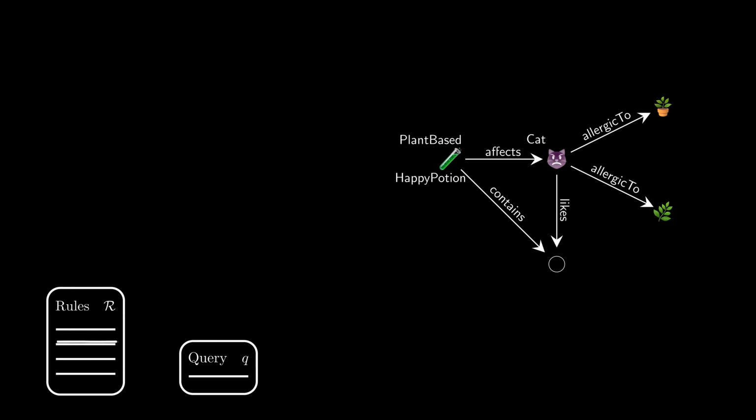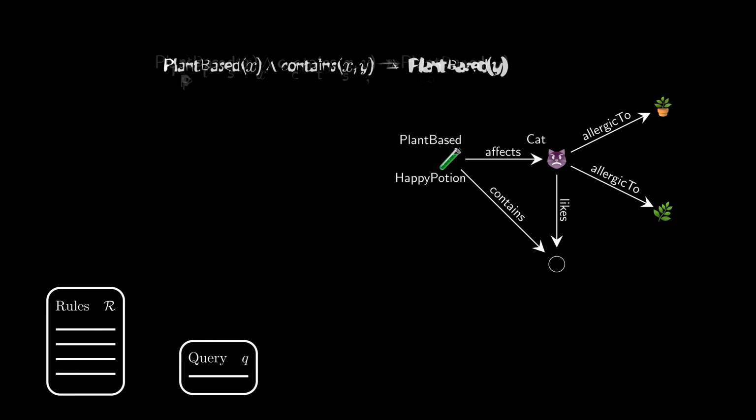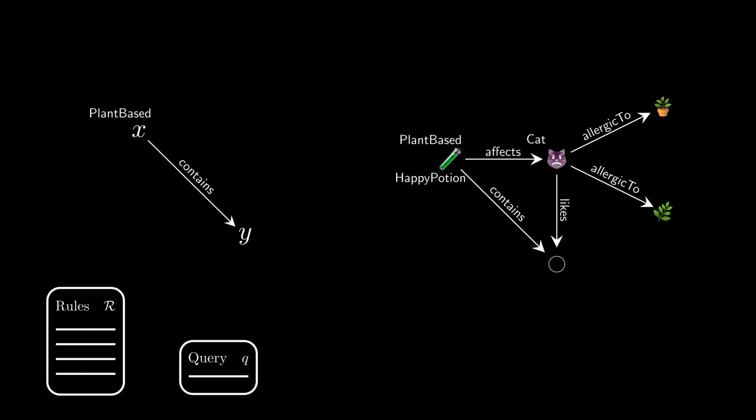What is the next rule? The next one is easy. It just says that whatever is plant-based can only contain plant-based ingredients. So, following your logic, we know that the fresh element must be plant-based.